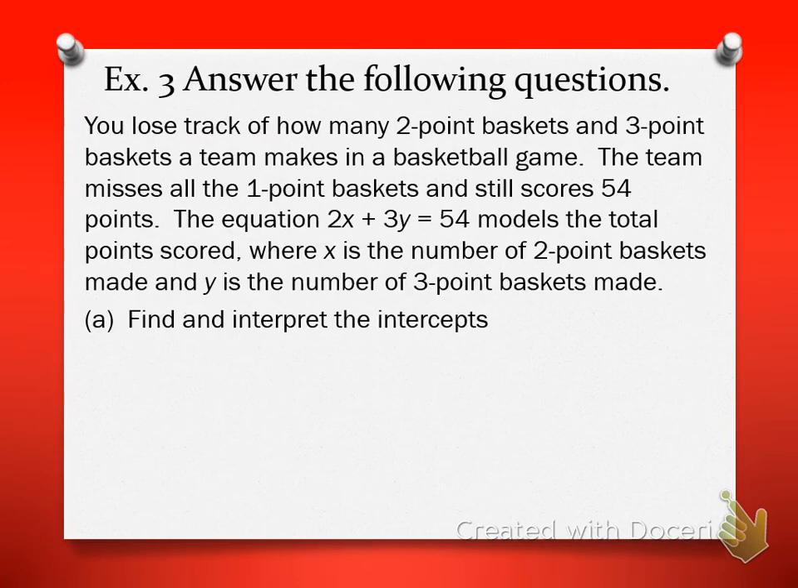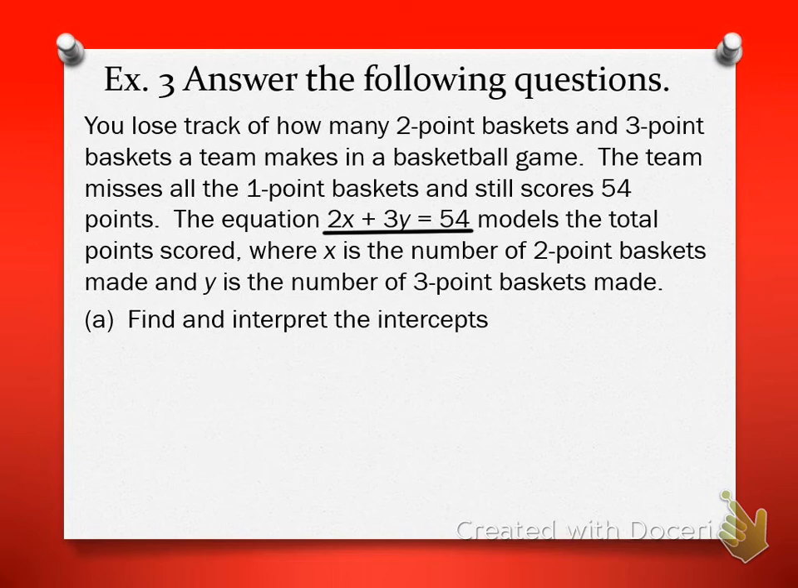Now, let's look at intercepts in a real life situation. You lose track of how many 2-point baskets and 3-point baskets a team makes in a basketball game. The team misses all of the 1-point baskets and still scores 54 points. The equation 2x plus 3y equals 54 models the total points scored. Now, let's go ahead and underline the equation. What do you notice right off the bat about that equation? It's in standard form. Very good.